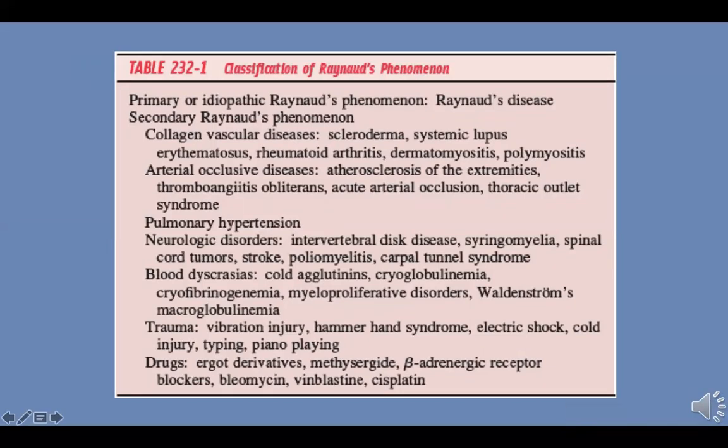So this table is a more specific category of the classification of Raynaud's phenomenon. Primary or idiopathic Raynaud's phenomenon is called Raynaud's disease. Secondary Raynaud's phenomenon is due to collagen vascular diseases, arterial occlusive diseases, pulmonary hypertension, neurologic disorders, blood dyscrasias, trauma, and drugs.